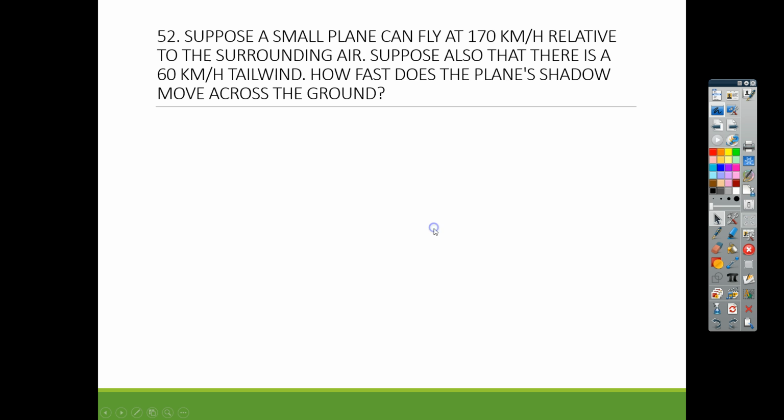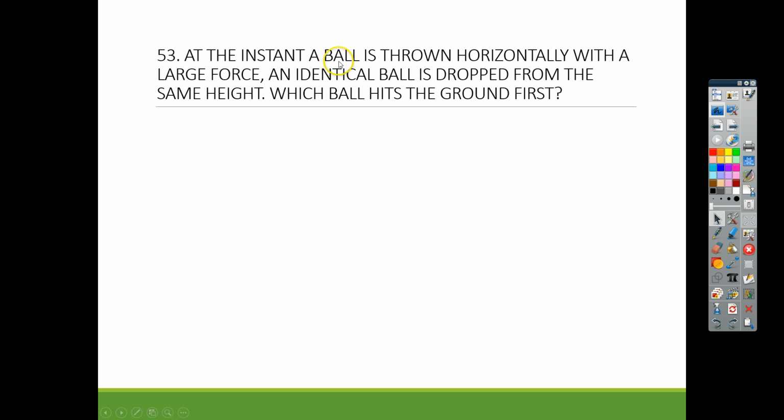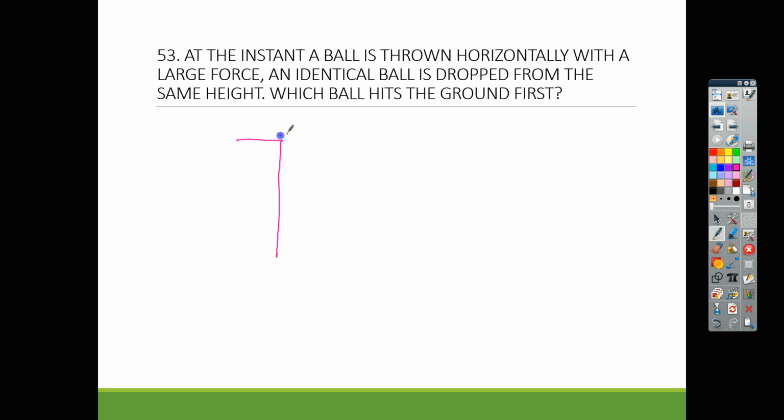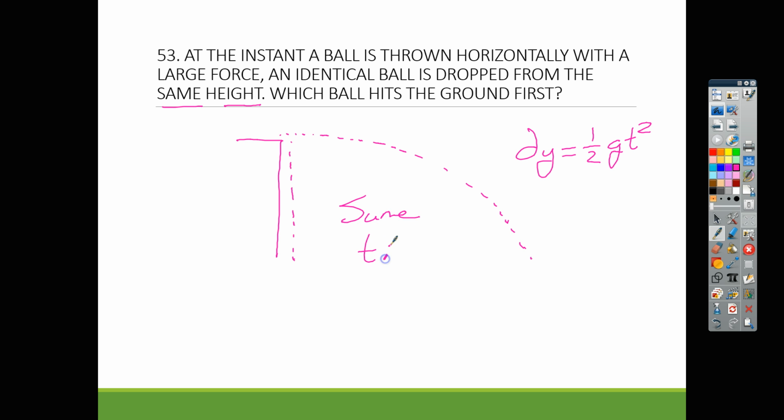For number 53, you have, at an instant, a ball is thrown horizontally with large force and an identical ball is dropped from the same height. Which ball hits the ground first? And we've done one very similar before. So I've got one that is thrown off with a very large force, so it goes really far away. Got another one that's dropped straight down, and they're dropped from the same height. So irregardless of their x velocity, remember the time is only determined for this one by dy is equal to 1/2 gt squared. So the one that hits the ground first is neither. They hit at the same time.